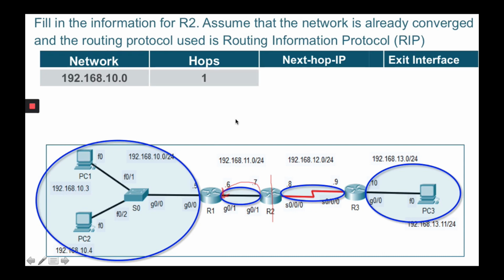And what is the next hop IP address? If you look at my arrow here, my next hop IP address is pointing to 192.168.11.6. The question is also asking about the exit interface. Because router 2 is connecting through G0/1, my exit interface is G0/1, and the next hop IP is 192.168.11.6.